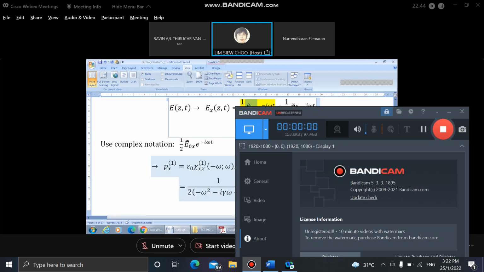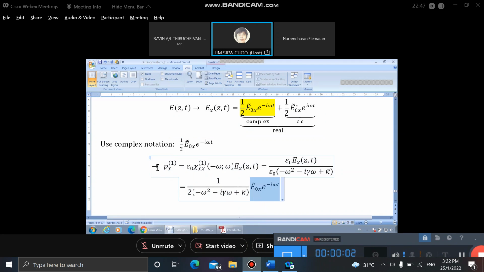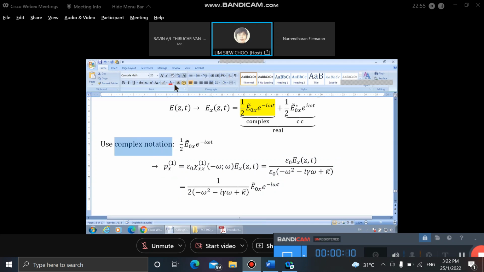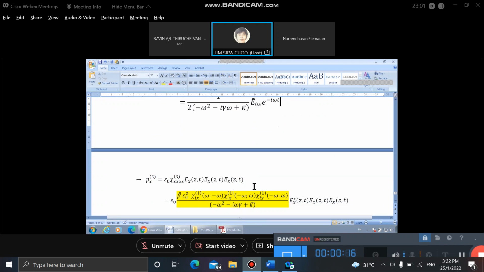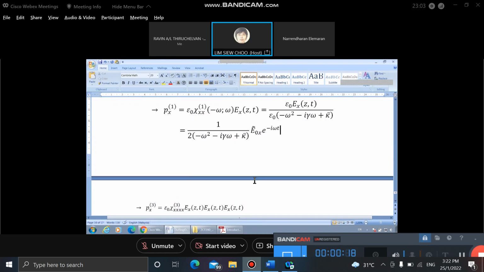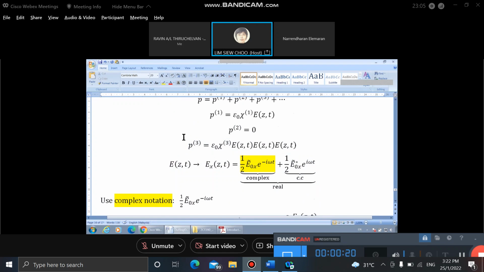There's a half here. So that's why we write the P1. So this is your correct P1 in complex notation. All right. So after this, we have the P3. So our P3 is here, right? Okay. So our P3 is here.